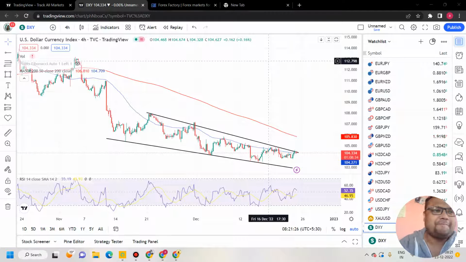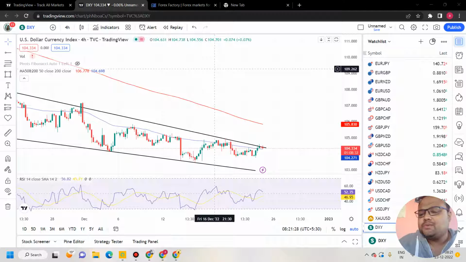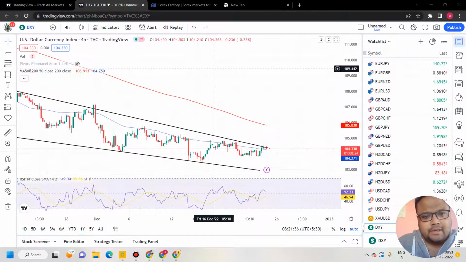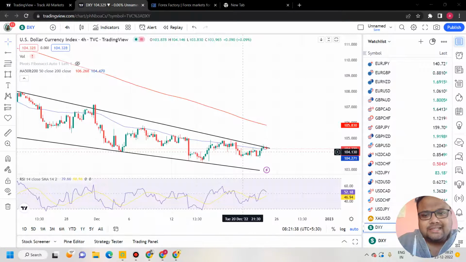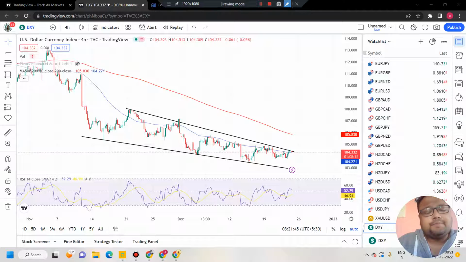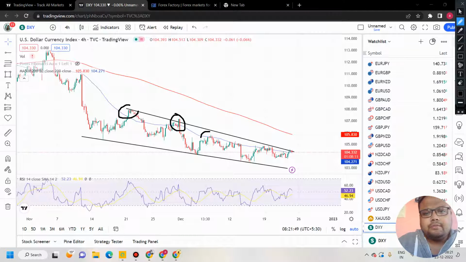So let's get started. It's the chart of DXY, and as per our expectation, DXY is still trading within a range of 103 at the bottom and 105 at the top. Right now, we can see DXY is standing at the resistance of the trend line and the moving average. As per our general understanding, whenever the market tests a level too many times, it usually breaks the level.